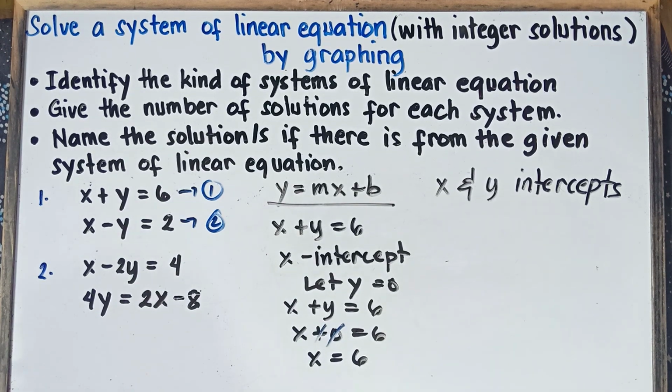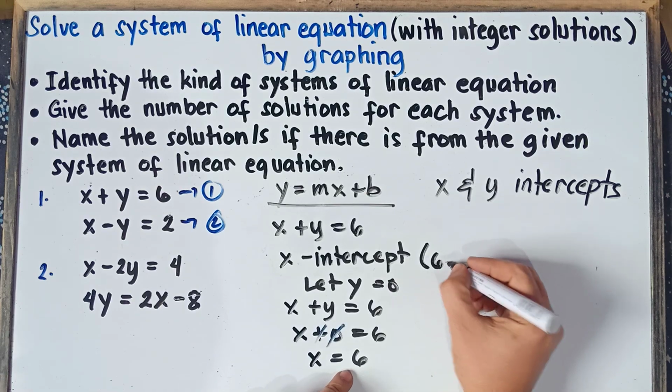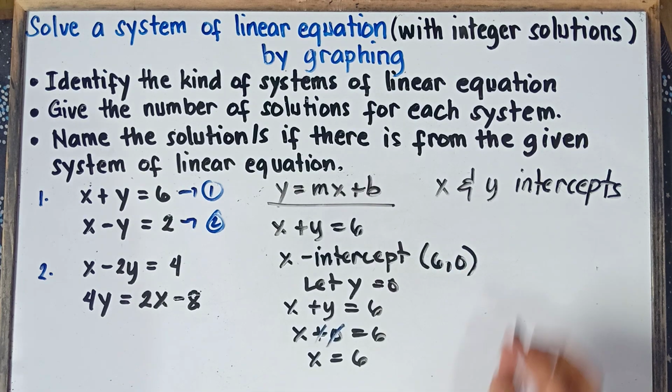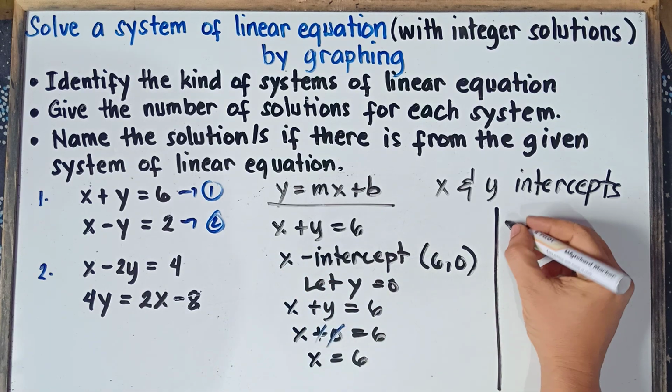Simple as that, class. You have your x-intercept, that would be 6. So therefore, the ordered pair, if y is 0, x is 6. And that would be our first ordered pair. We have 6 and then 0. We can just simply plot that one, class, on the Cartesian plane. Alright, and then simply get the y-intercept.